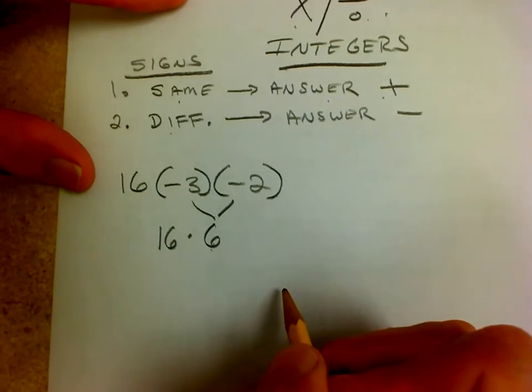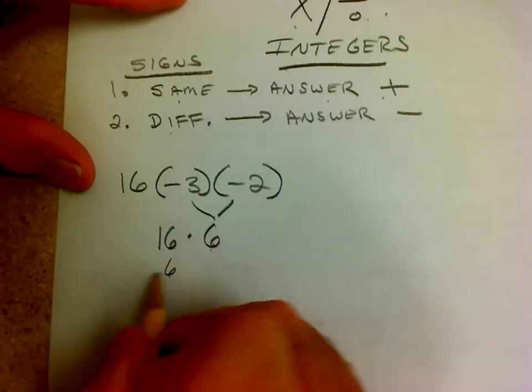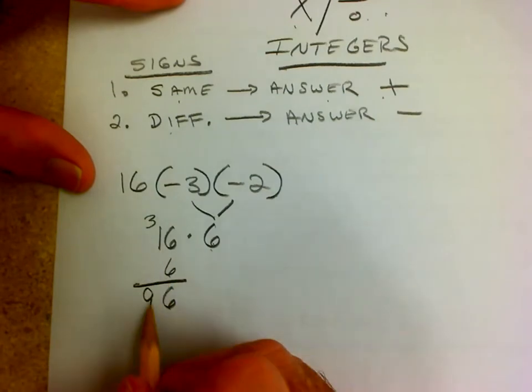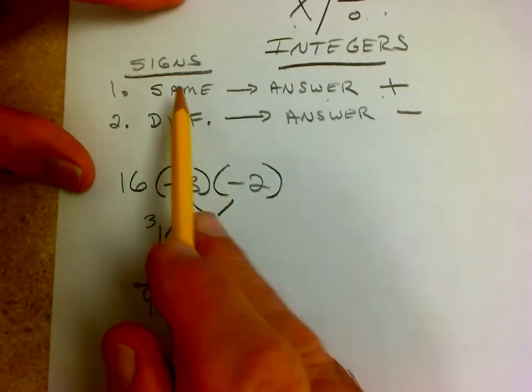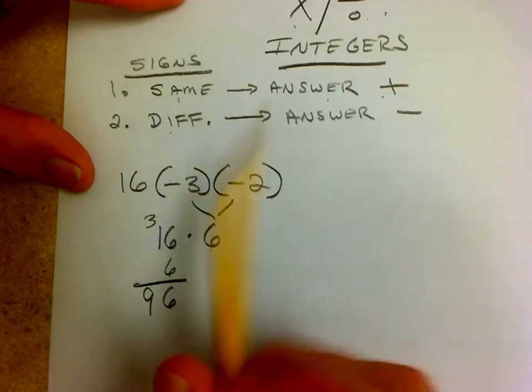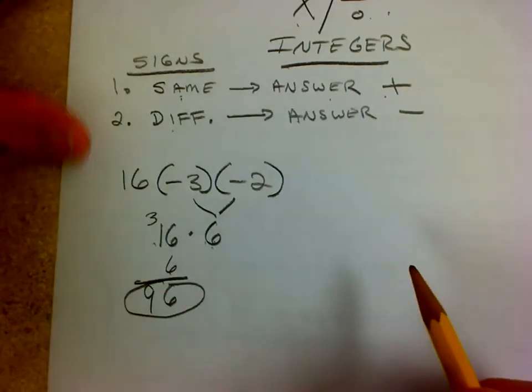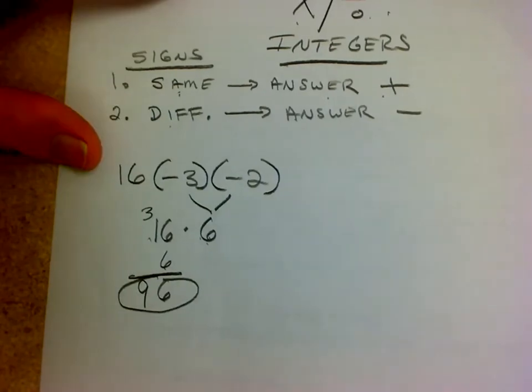So now we just need to calculate 16 times 6. 36, carry the 3, 96. Again, my signs are the same here. I got a positive 16 and a positive 6, so my answer is going to stay positive 96.